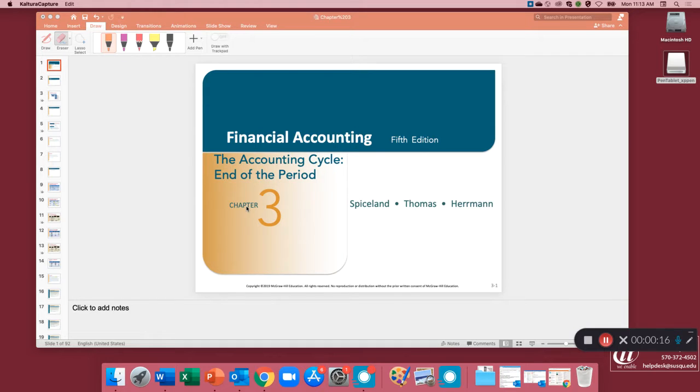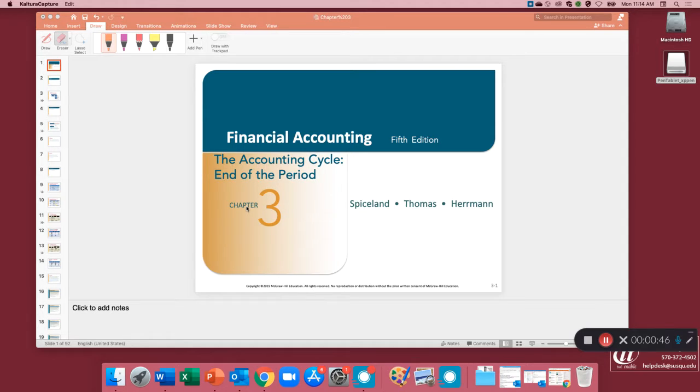Okay, so in chapter 2 we talked about how to record transactions with external parties, and in this chapter we're trying to figure out how to record adjusting entries, how to generate financial statements, and how to close temporary accounts. What are temporary accounts, and how do we close them for the period?